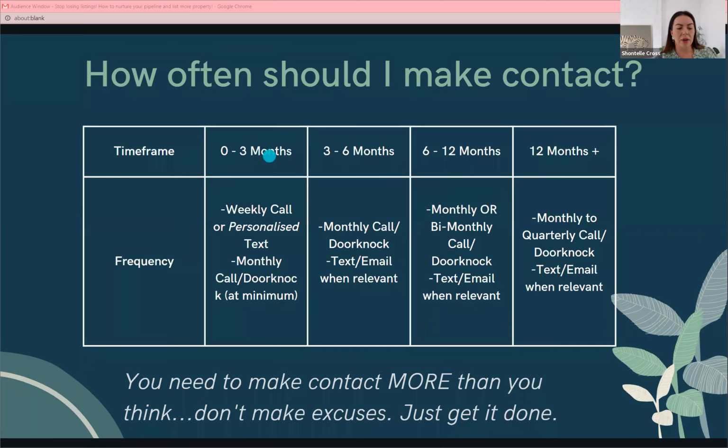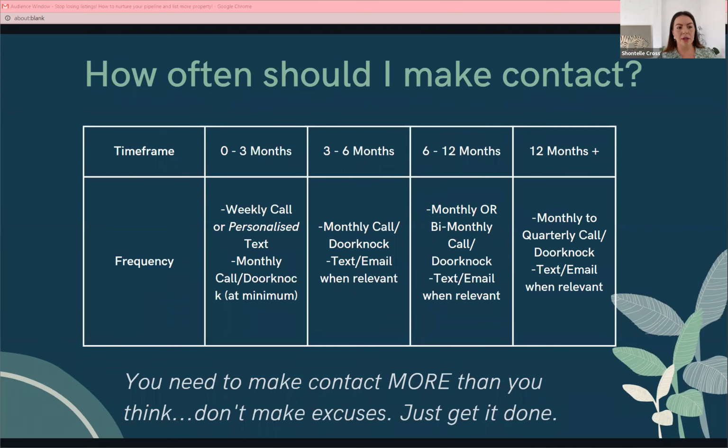Our 0 to 3 month pipe, we should be talking to them weekly. And that doesn't mean you have to ring them every week, because I know that feels overwhelming and spammy. It doesn't mean that, but it does mean we have to be communicating to them each week. So it could look like a phone call. It could look like a personalized SMS.